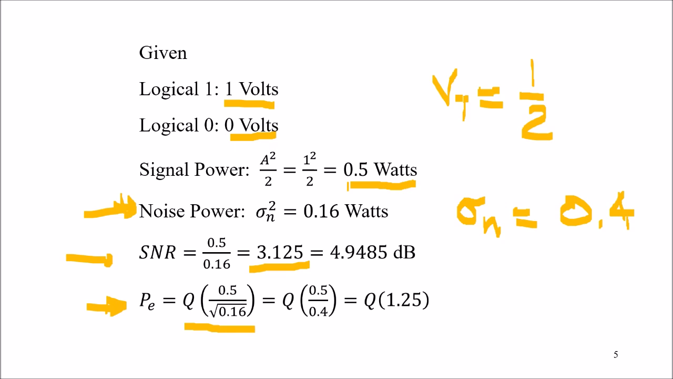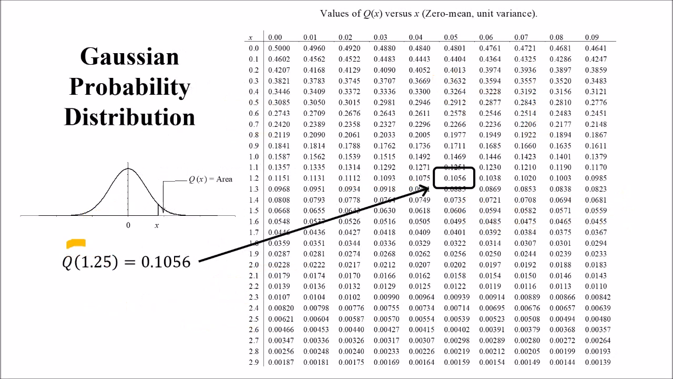The probability of a bit error is the Q function. This is read from the Gaussian distribution table. Q of 0.5 is our threshold voltage, 0.5 minus 0 divided by the square root of the variance. So that's Q of 0.5 divided by 0.4. So that's Q of 1.25. And now we can go to the table. Our probability of bit error is Q of 1.25. We look up 1.2 and 1.25, and that would give us a probability of 0.1056. This is the probability of an erroneous bit.